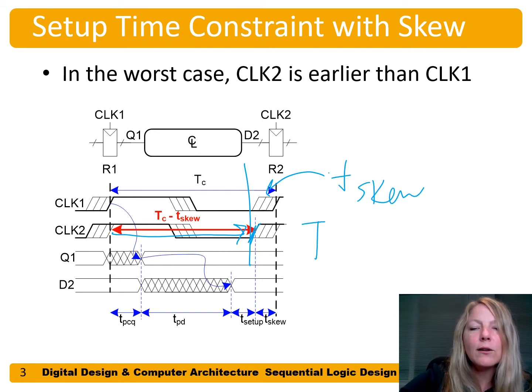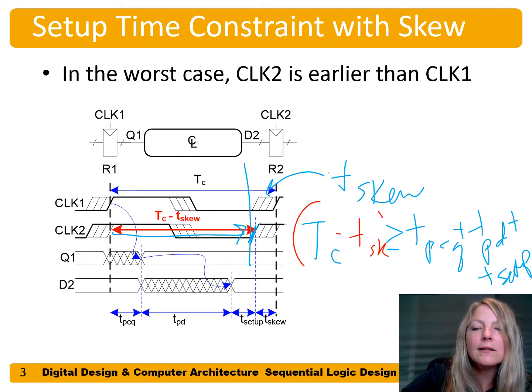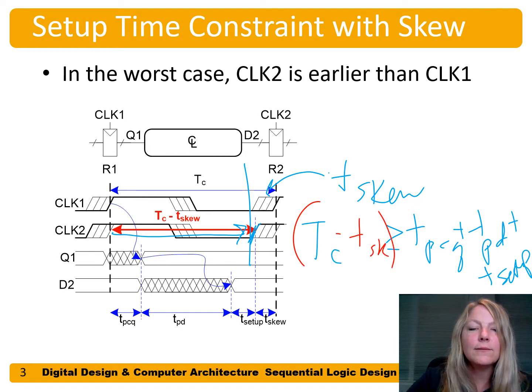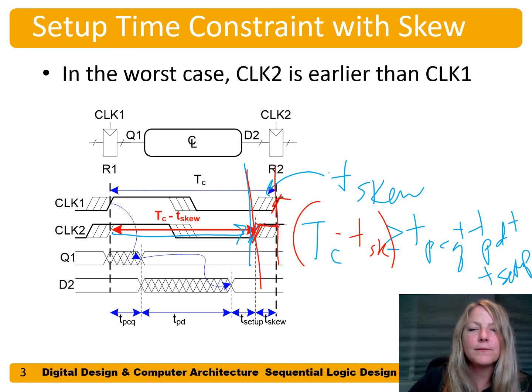And so instead of having that whole TC to do our work, which is get out of the flip-flop, go through the combinational logic, and set up at the far register, at the rightmost register, now instead of having the entire TC, we just have TC minus T skew to do that work. Because clock 2 is skewed earlier from clock 1 by T skew.